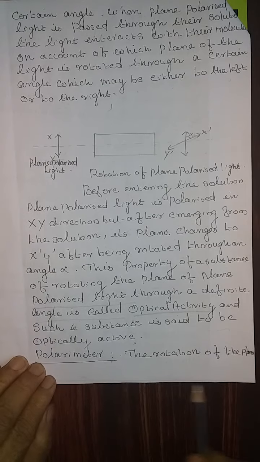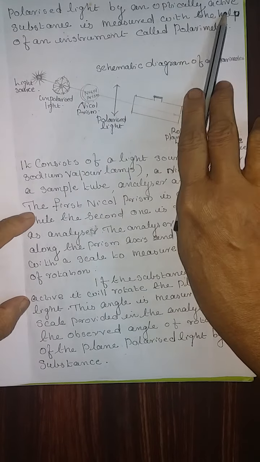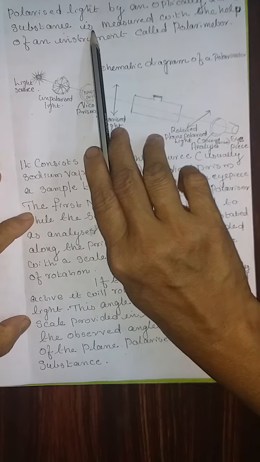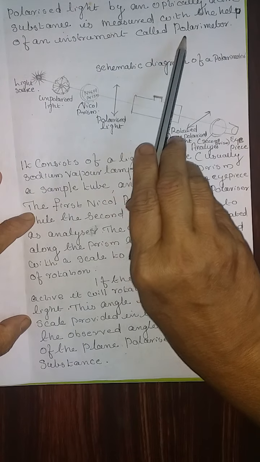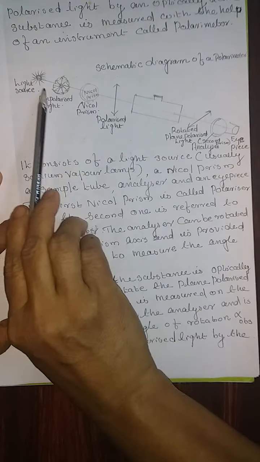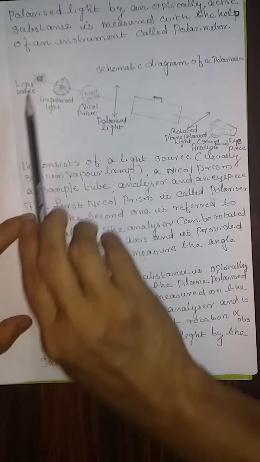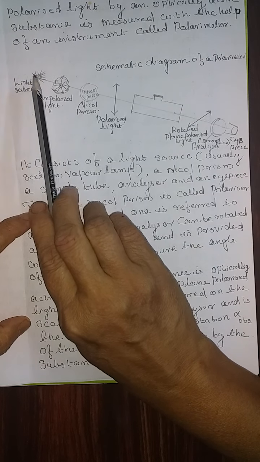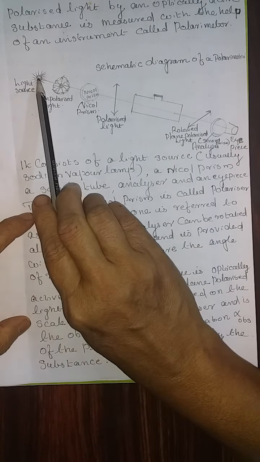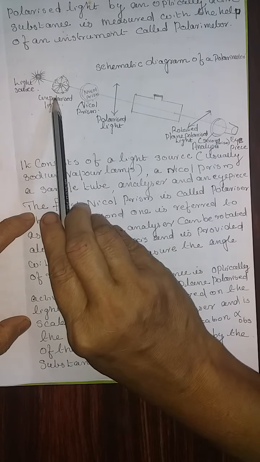Polarimeter. The rotation of the plane polarized light by an optically active substance is measured with the help of an instrument called polarimeter. This is the diagrammatic representation of the polarimeter. First one, this is called the source of light. The light is unpolarized, that means it will vibrate in all directions.